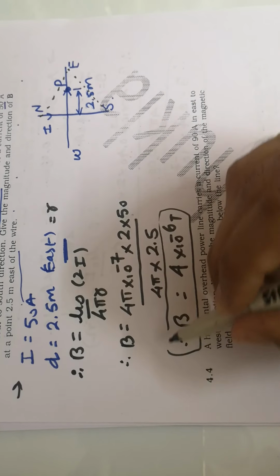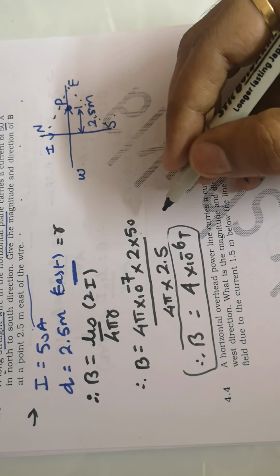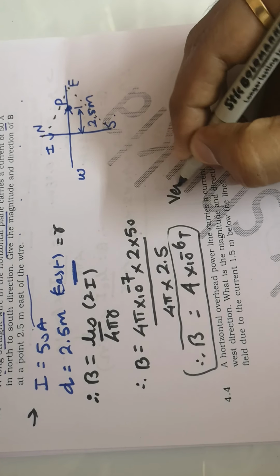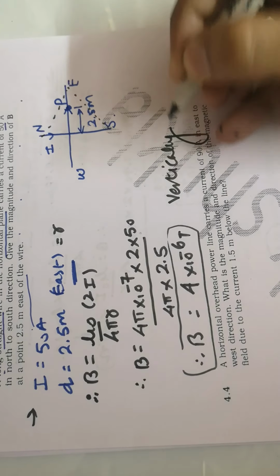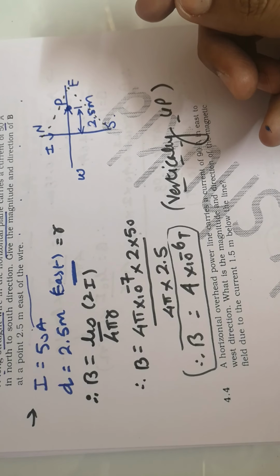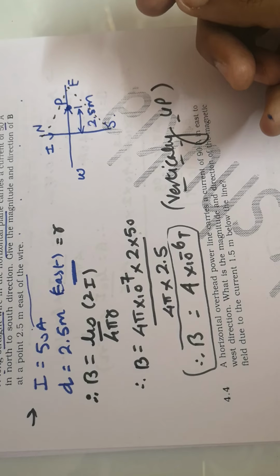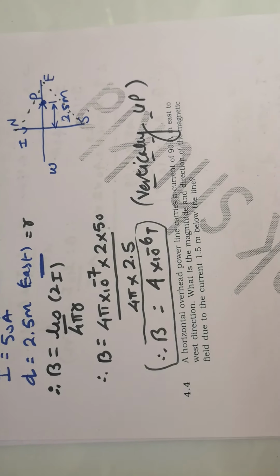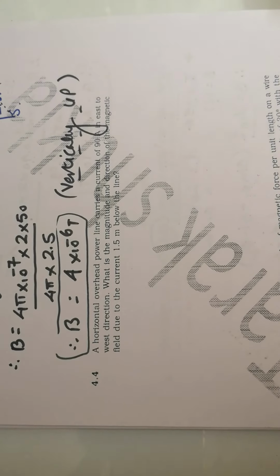But they have asked what would be the direction of the magnetic field. So my magnetic field direction is vertically upward. So this is how, with the help of Maxwell's rule, the right hand thumb rule, and your current formula, you have various choices available to you. You can utilize those and find out the direction of the magnetic field.